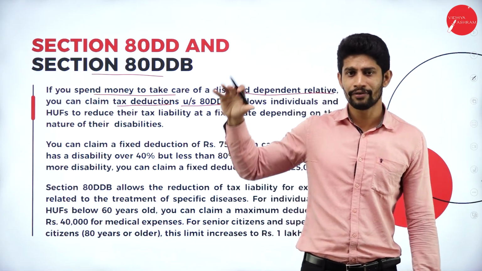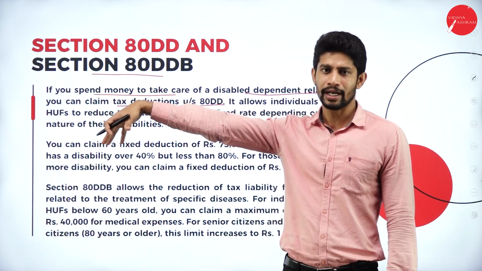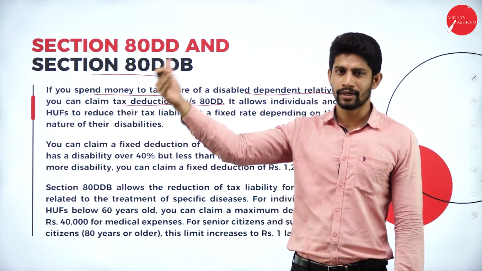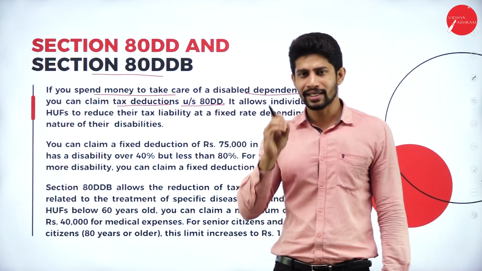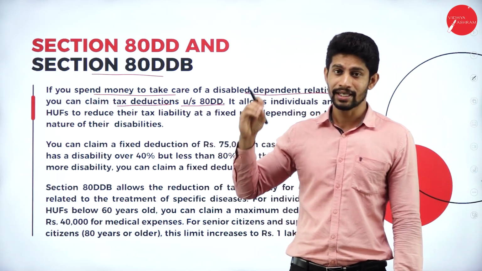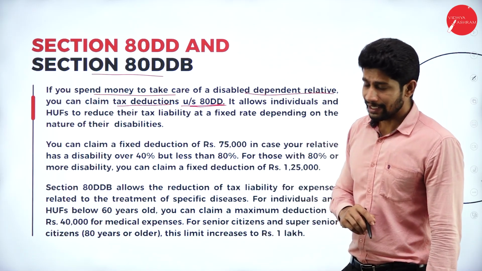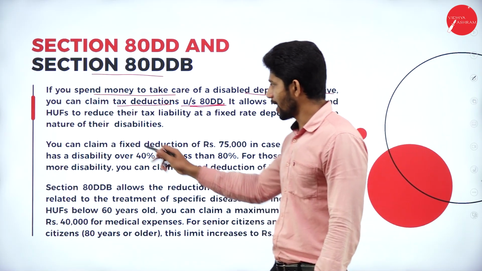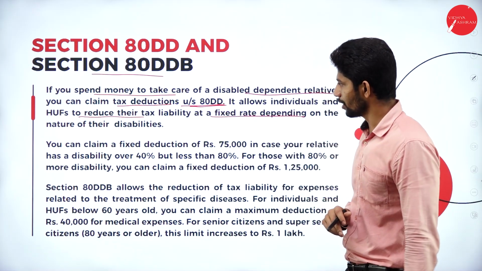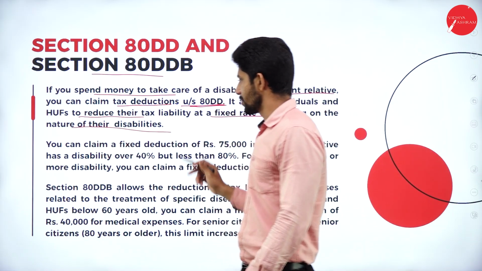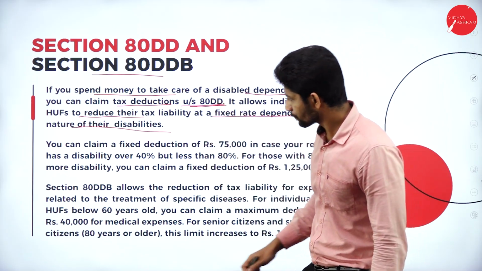Okay, it's not only your children or spouse or your parents, and you're also taking care of some other relative. Your cousin or your uncle or somebody, whoever it is, if they are your relative and you are taking care of them, if they are disabled, then you can claim the deduction under section 80DD. It allows individuals and HUFs to reduce their tax liability at a fixed rate depending on the nature of their disabilities. Yes, based on the nature of the disability, they are going to give the deduction.